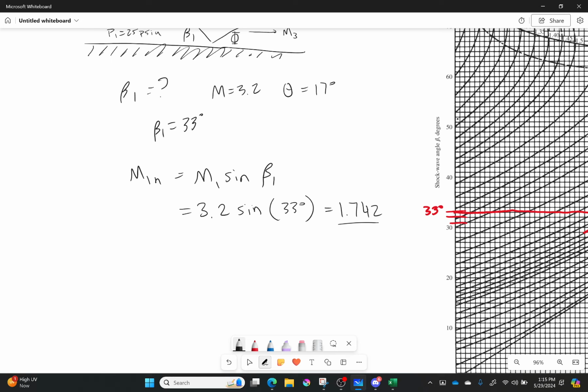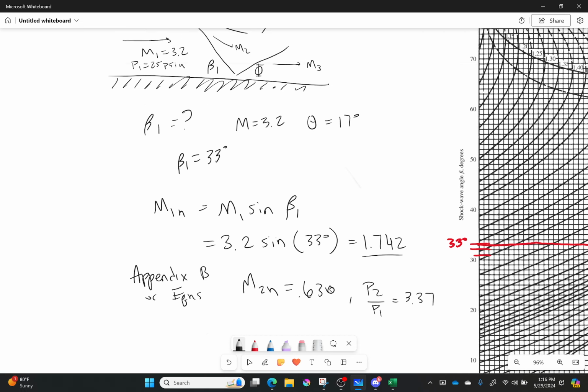So what I will find if I go to Appendix B, and likely interpolate or use the equations, is that M2 normal is going to be equal to 0.630, and that P2 over P1 is going to be equal to 3.37. Okay, so we've got that. But if I'm going to get to this reflected shock wave, I'm going to deal with it.